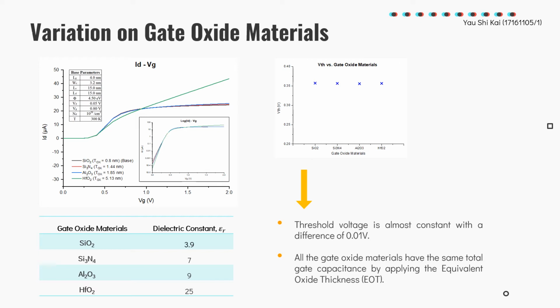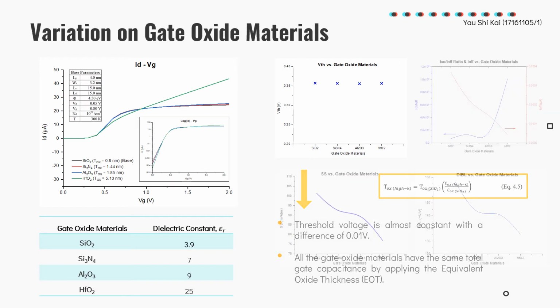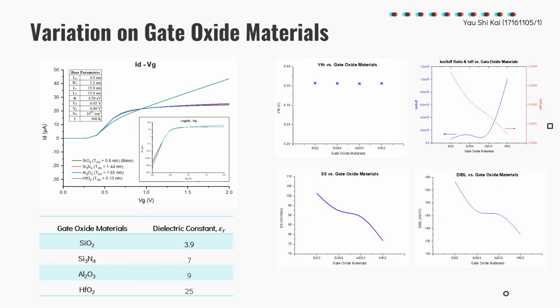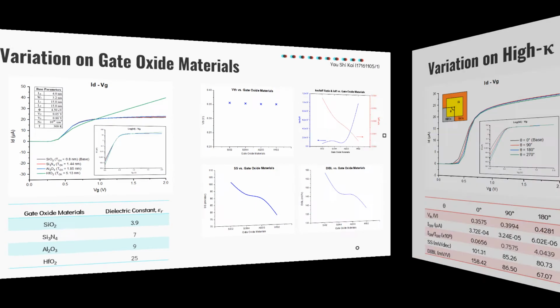EOT of high-K dielectric materials can be calculated by using equation 4.5. It implies the thickness of high-K dielectric materials necessary to achieve the same total gate capacitance as with silicon dioxide. From the results obtained, hafnium oxide, which has the highest dielectric constant, shows improved current ratio, leakage current, SS, and DIBL as compared to silicon dioxide. Thus, hafnium oxide is the best suited gate oxide material of GAA nanowire FET.